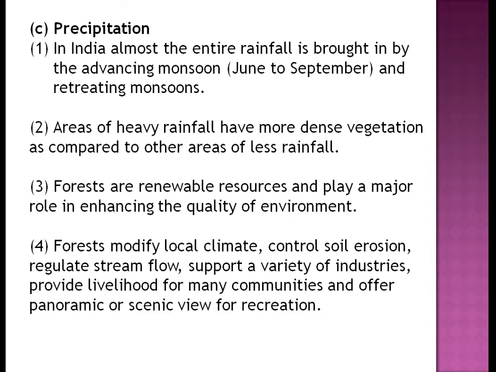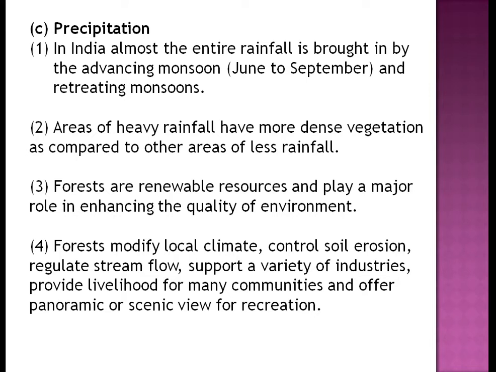Next, C. Precipitation. In India, almost the entire rainfall is brought by the advancing monsoon, that means from June to September, and the retreating monsoon. Areas of heavy rainfall have more dense vegetation as compared to areas of less rainfall.